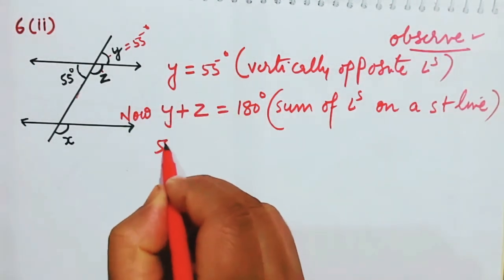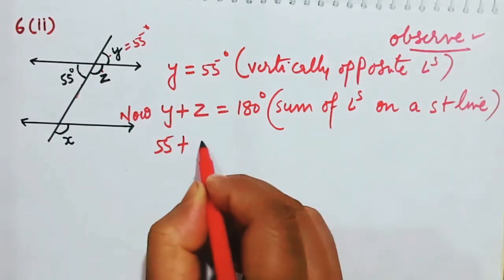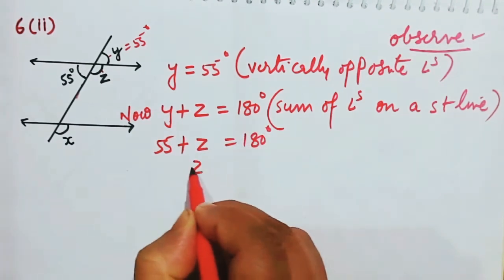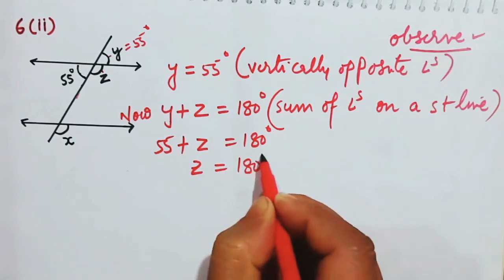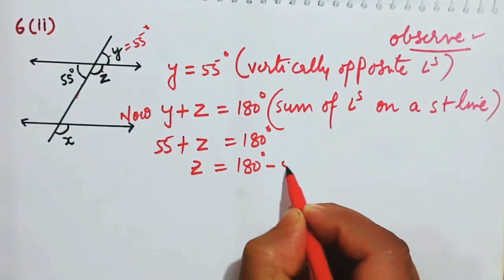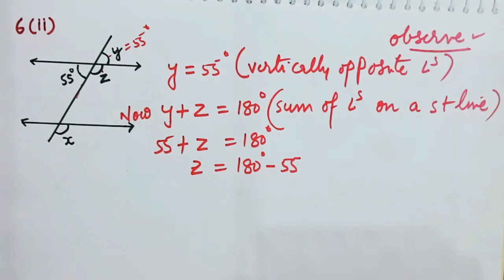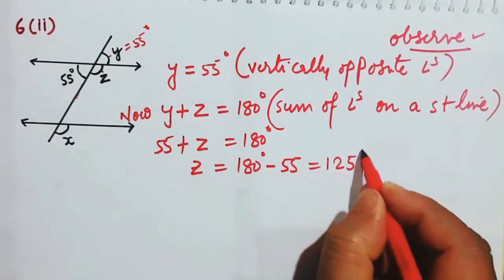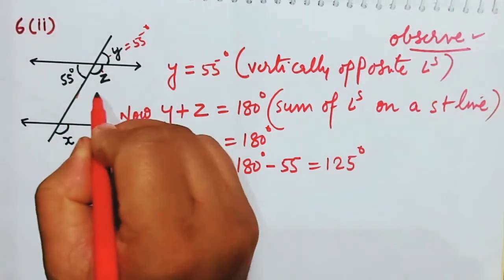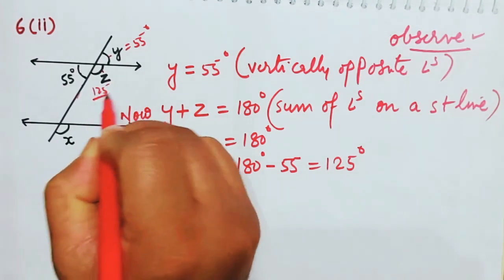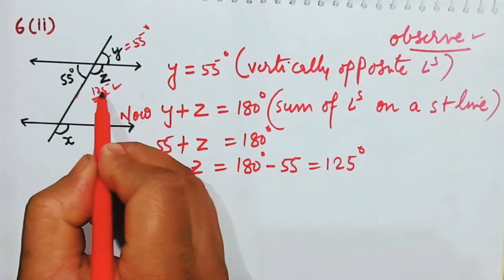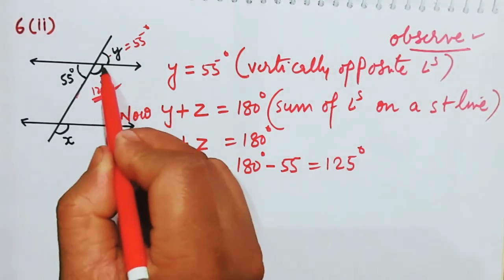y plus, I'll put z, is equal to 180 degrees. Therefore, z will be equal to 180 degrees on transposing. Remember the word transposing, isn't it? 180 minus 55 will be equal to 125 degrees. So I got z is equal to 125 degrees.